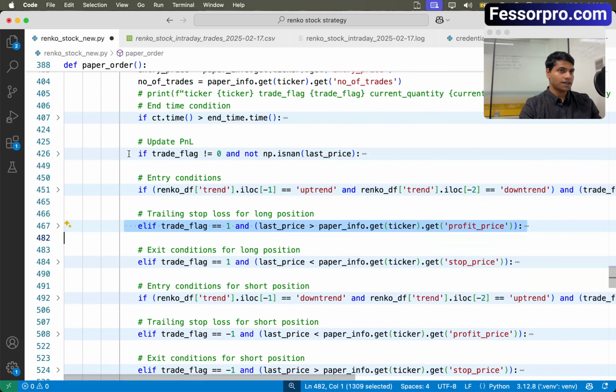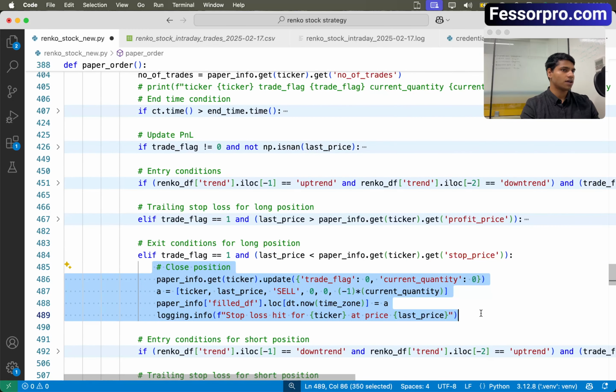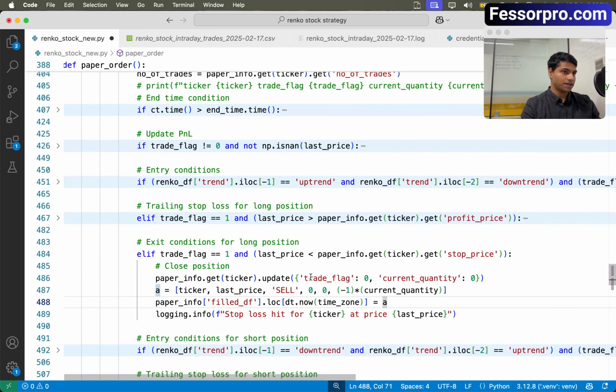Then I have another condition, that is the exit condition. Now, when will I exit? When the current price touches the stop price. This is my other exit condition, right? So this was my entry condition, this was my trailing condition, and this is my exit condition. First, my trade flag should be 1. Trade flag 1 represents that I have taken the trade, and my last price should be less than the stop price. If this is the case, we will close the position. When I say close the position, I'll update the trade flag to 0.